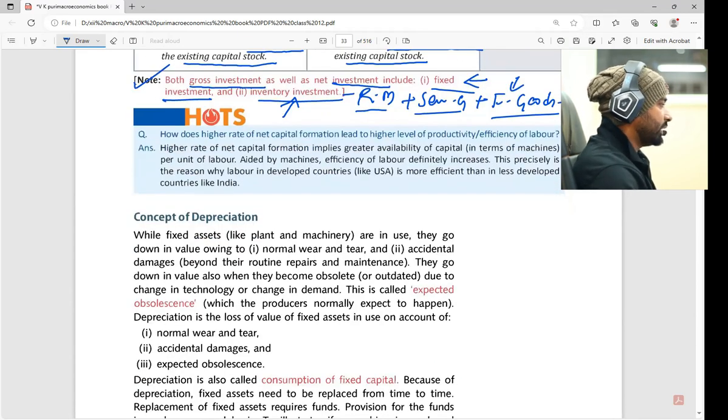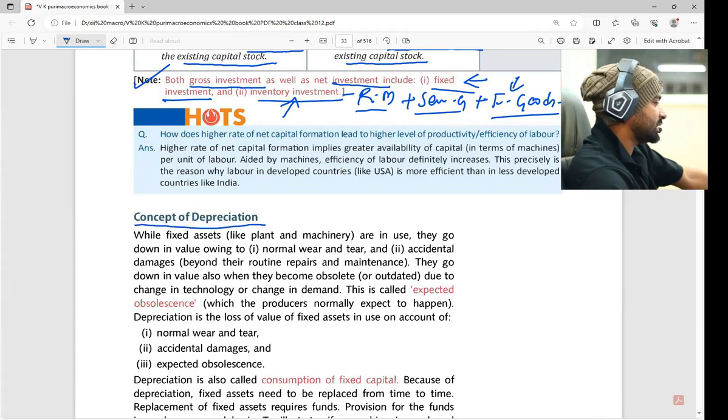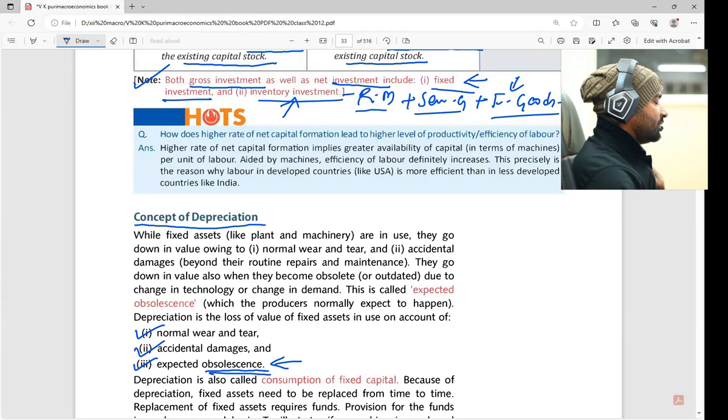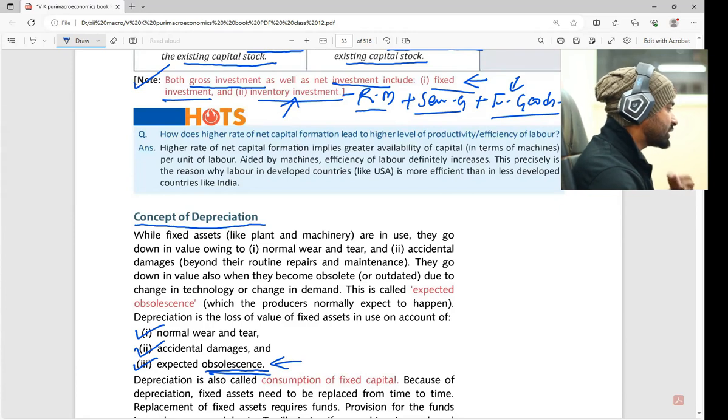Okay. The concept of depreciation has again been given here. We just need to know what things will come under depreciation. Already we discussed: normal wear and tear, accidental damages, and expected obsolescence. Remember this point: expected obsolescence and unexpected obsolescence. What is the meaning of that? Expected obsolescence is when you know very well how much the value of my machine is going to decrease. But unexpected obsolescence, you are actually unaware of.